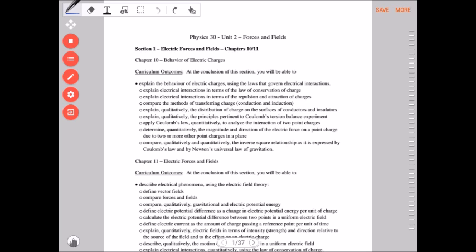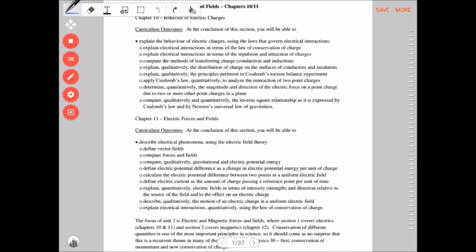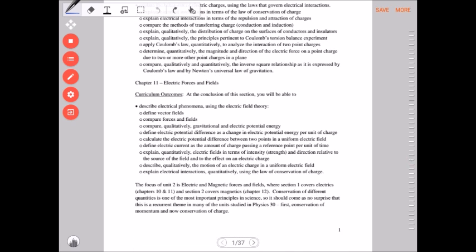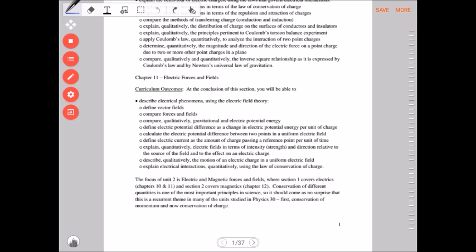So in this section, here below you can see we've separated out into curricular outcomes for chapter 10 and chapter 11. In the interest of time, I will let you read over these curriculum outcomes yourself. It's just an idea of what's going on in this chapter. So please feel free to pause the video and read through those.